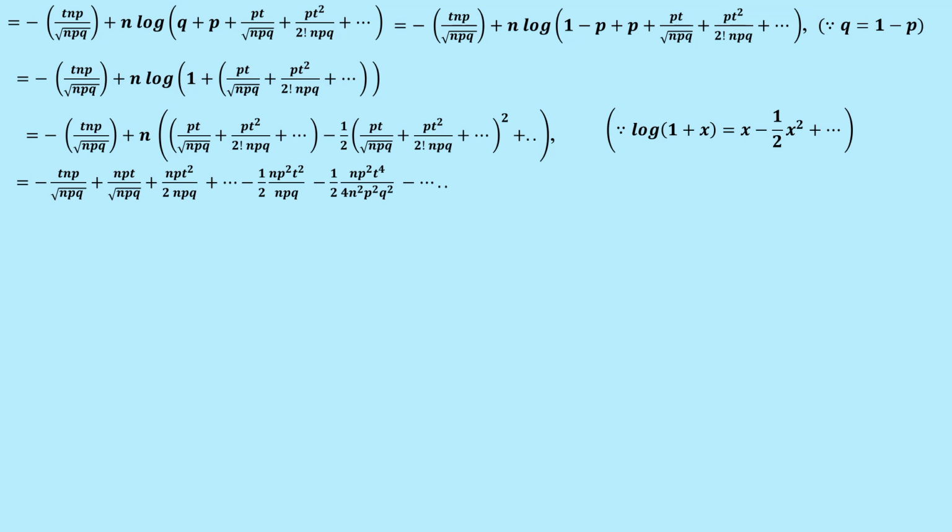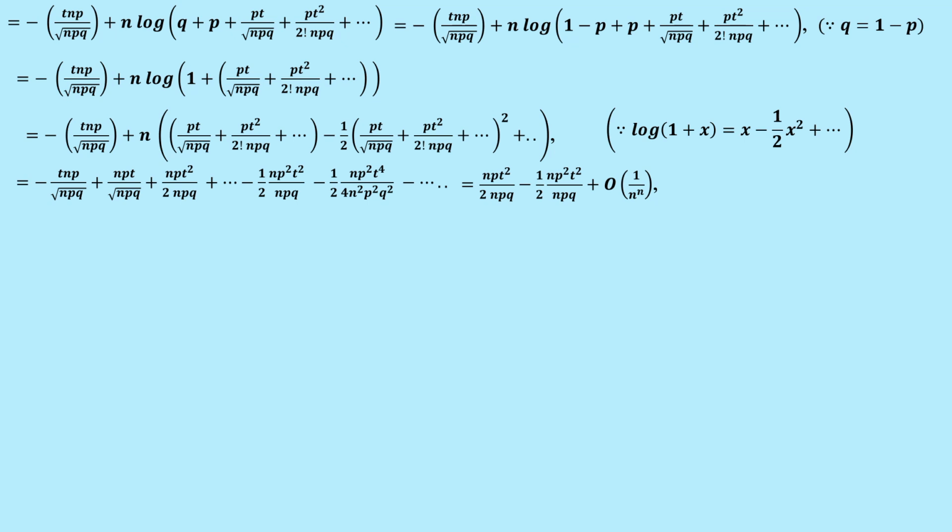First two terms, minus 1 by 2 n p square t power 4 into 4 n square p square q square, because this minus is because we are having minus in the front side, minus 1 by 2, that is why minus etc. That is equal to n p t square by 2 n p q. So that first two terms get cancelled, right? So first term, that is in the previous step, minus t n p by root n p q plus t n p by root n p q gets cancelled. So n p t square by 2 n p q minus 1 by 2 n p square t square by n p q plus order of 1 by n power.